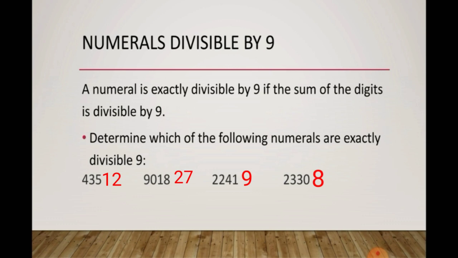Therefore, 435, 9,810, and 2,241 are exactly divisible by 9, while 2,330 is not exactly divisible by 9.